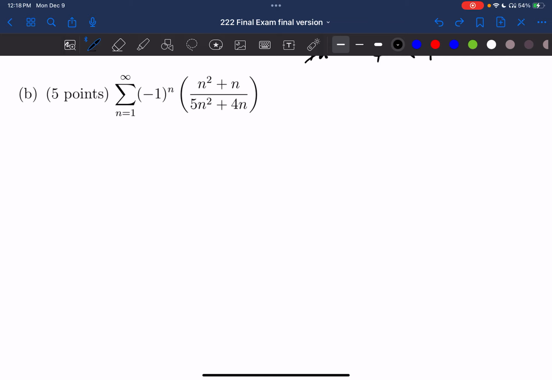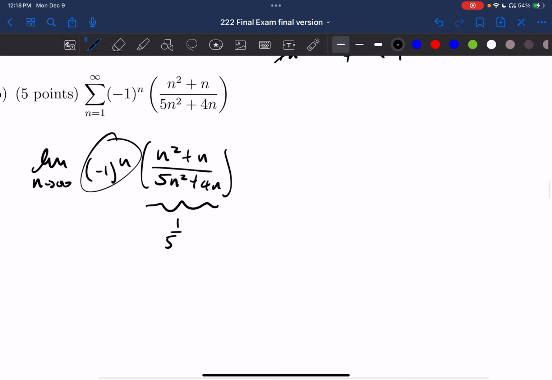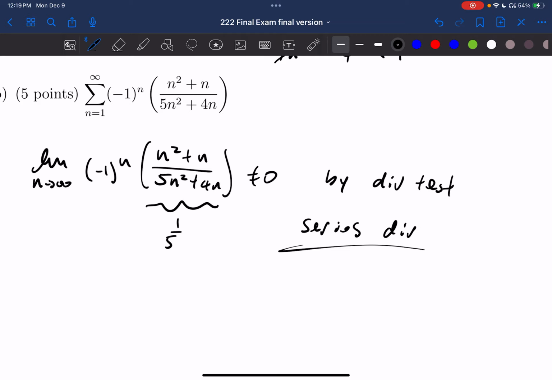And plugging this in, it's going to alternate back and forth. Therefore, the limit of this absolutely does not equal 0. So the limit as n goes to infinity of negative 1 to the n power times n squared plus n, all divided by 5n squared plus 4n. We know this part right here is equal to 1 over 5 once we take the limit as it goes to infinity. And this just makes it alternate negative 1/5, positive 1/5, whatever. So we know this is not going to equal 0. Therefore, by divergence test, the series will diverge because it doesn't equal 0.